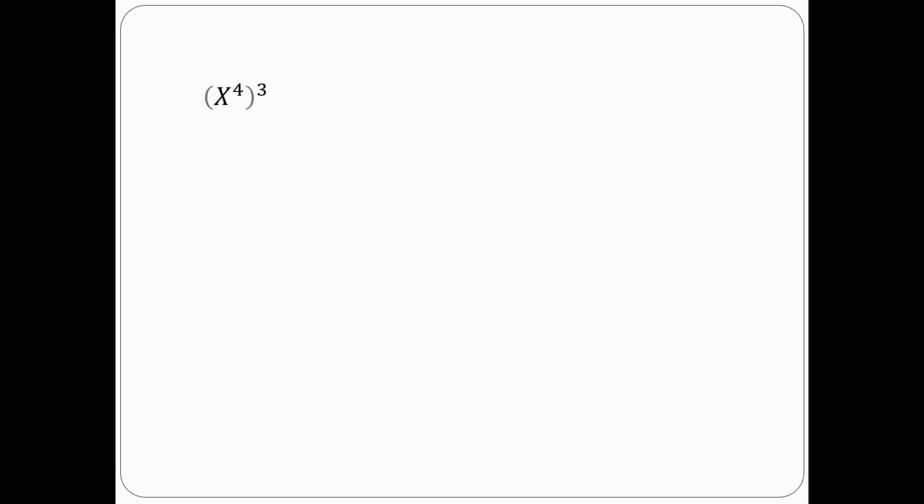Sometimes you're going to see this type of problem where you have an exponent raised to another exponent. So whenever you raise an exponent to another exponent, you need to multiply those two exponents. So x to the 4 raised to the 3rd power is simply x raised to the 4 times 3, which is equal to x to the 12th power.